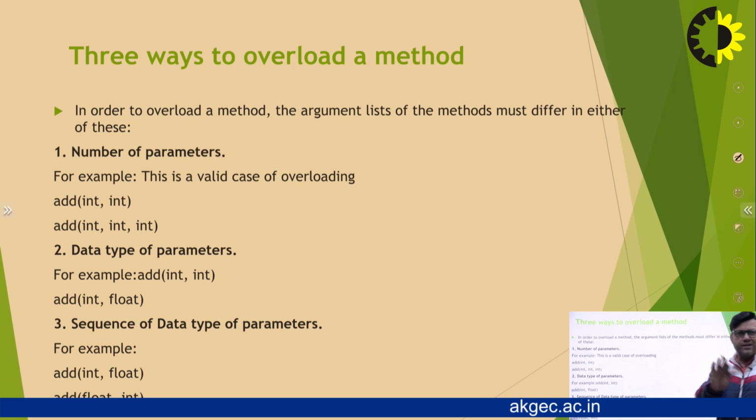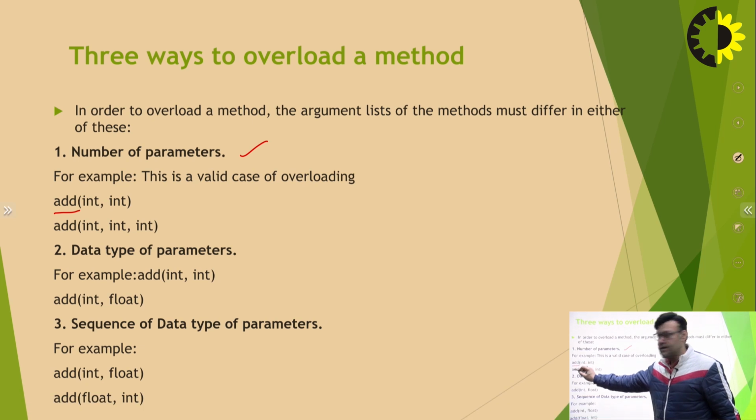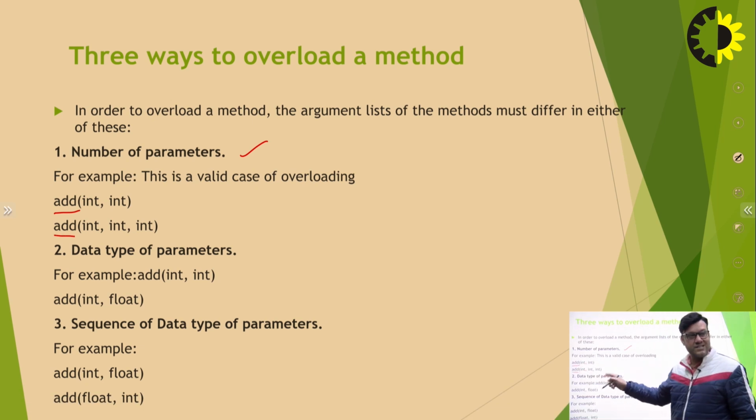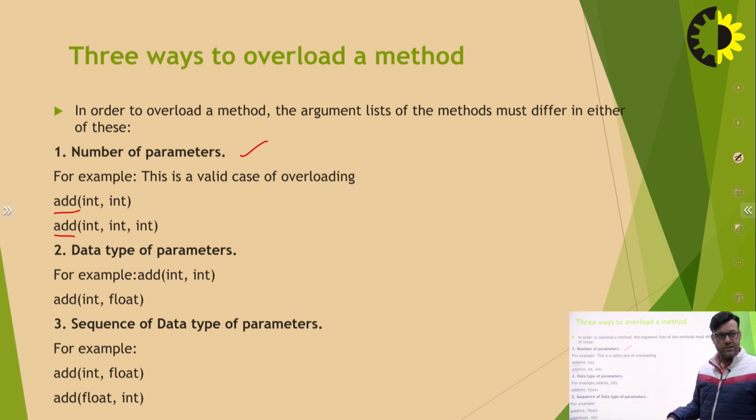Okay, so there are three ways of overloading a method. Firstly, we have seen that on the basis of the number of parameters, the name is same. For example, add: there are two methods having the same name but different parameters. Here we have two parameters and here we have three parameters. So on the basis of the number of parameters, this is the first way.